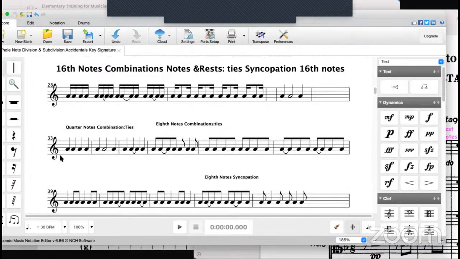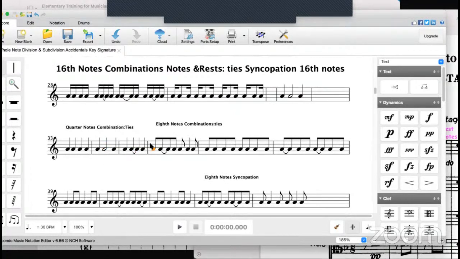Here, combination from the chord note to the tie. See now the tie. Two chord notes are equal to one half note. So ta ta ta ta.